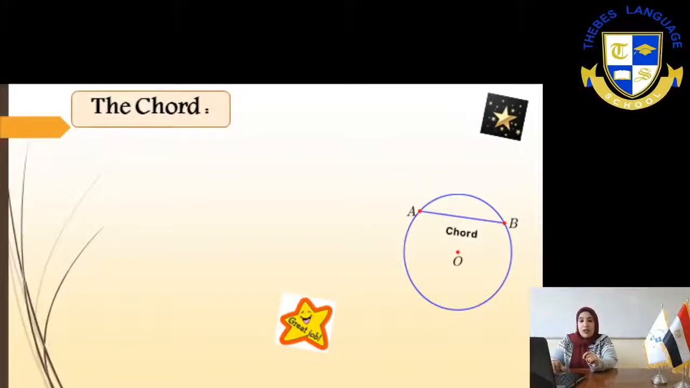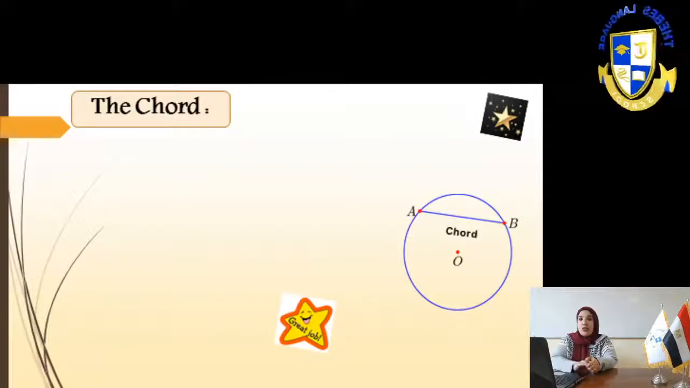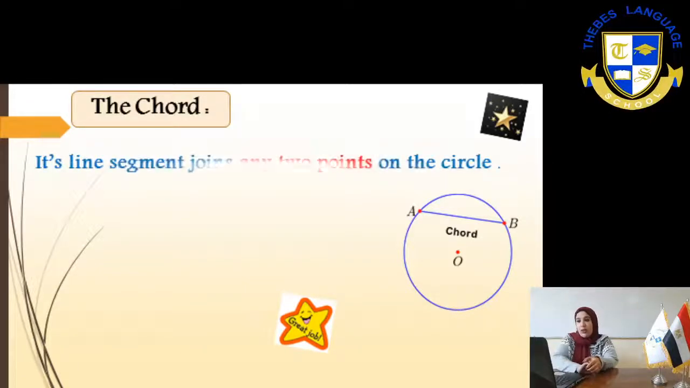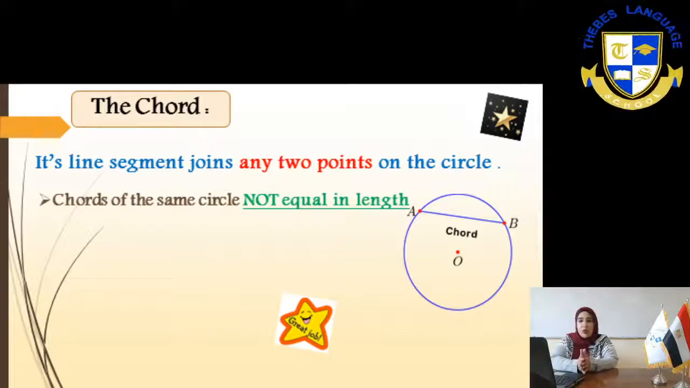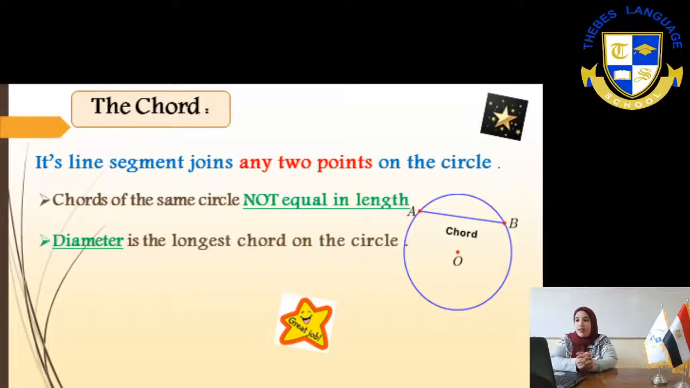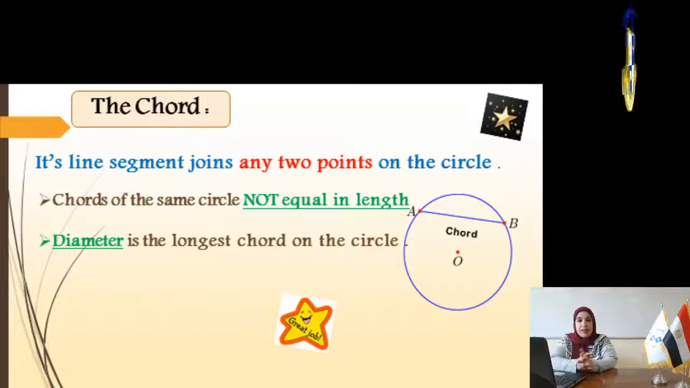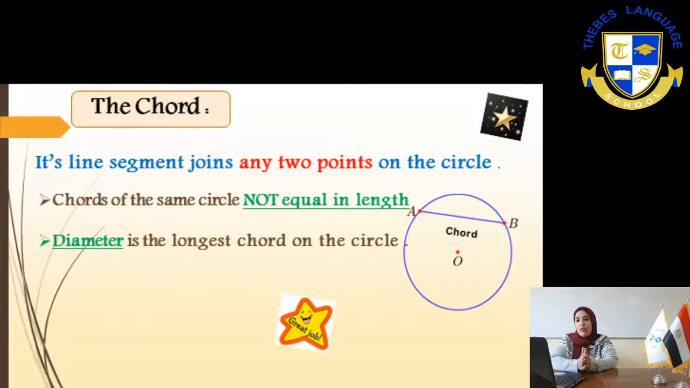Now, chord. What is meant by chord? A chord is a line segment which joins 2 points on the circle. So, as we said before, chords are not equal in length, and the diameter is the longest chord of the circle.